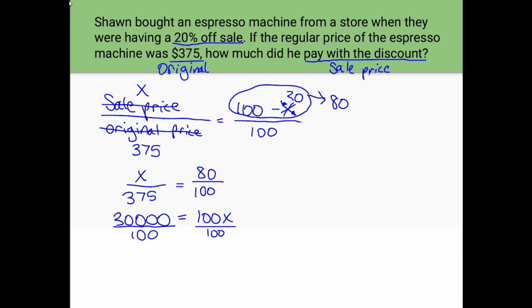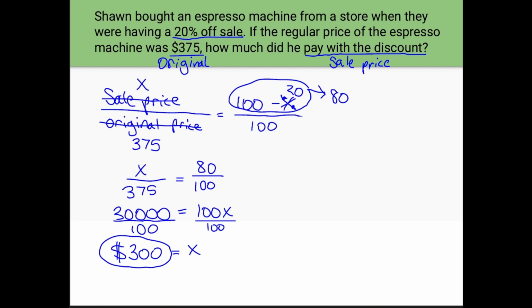So let's see. I'm going to get 300 equals x. And I'm talking about money here, so I'm going to put my dollar sign. So $300, that's how much he's going to pay with that discount. That makes sense because the original price was more than this. Makes sense.